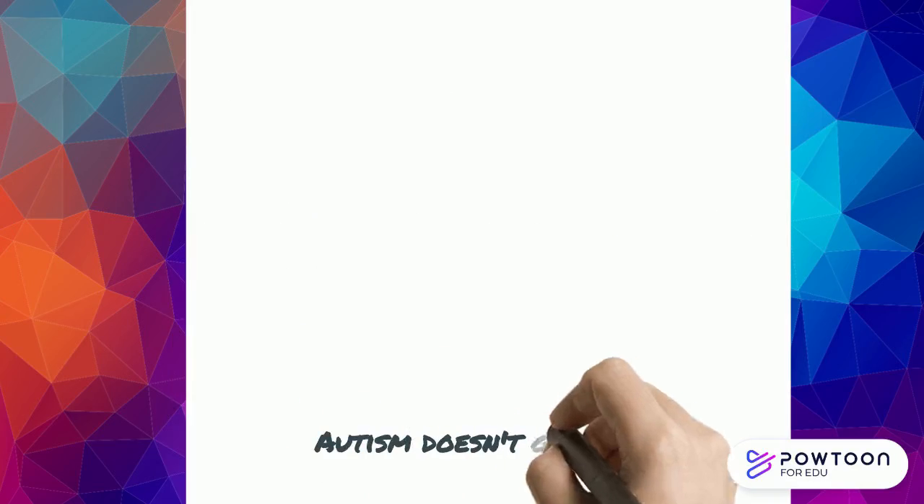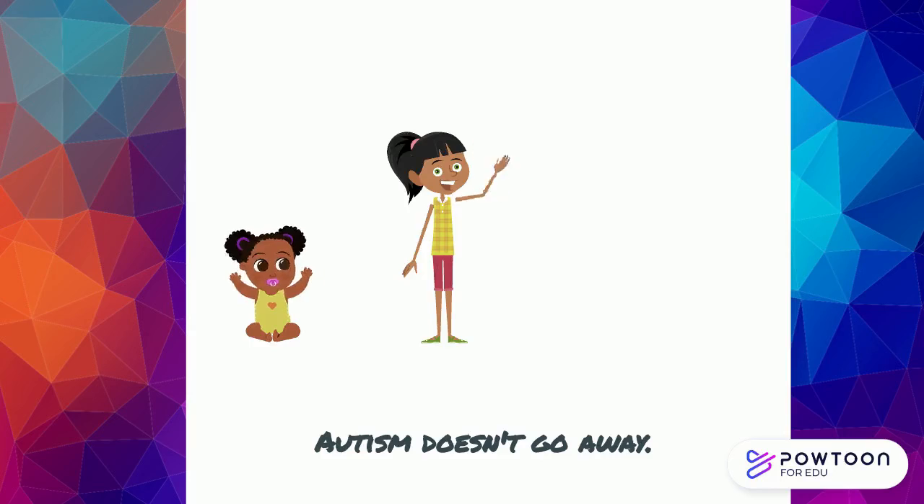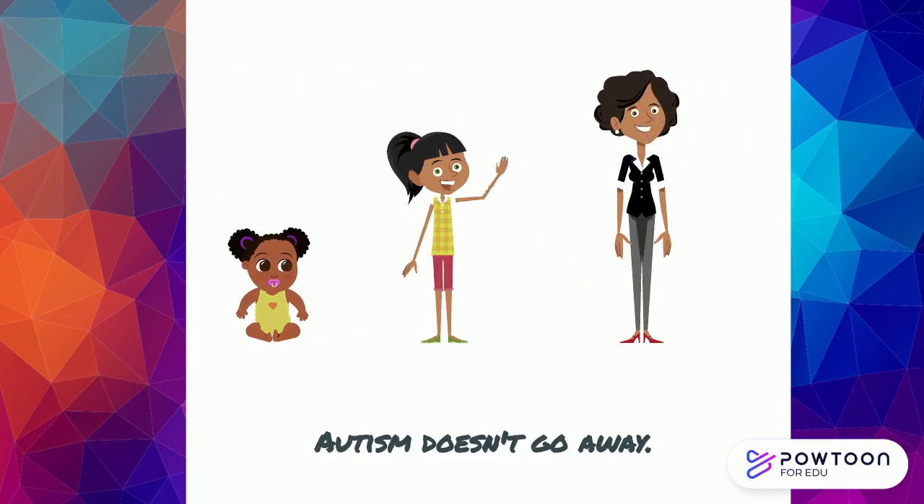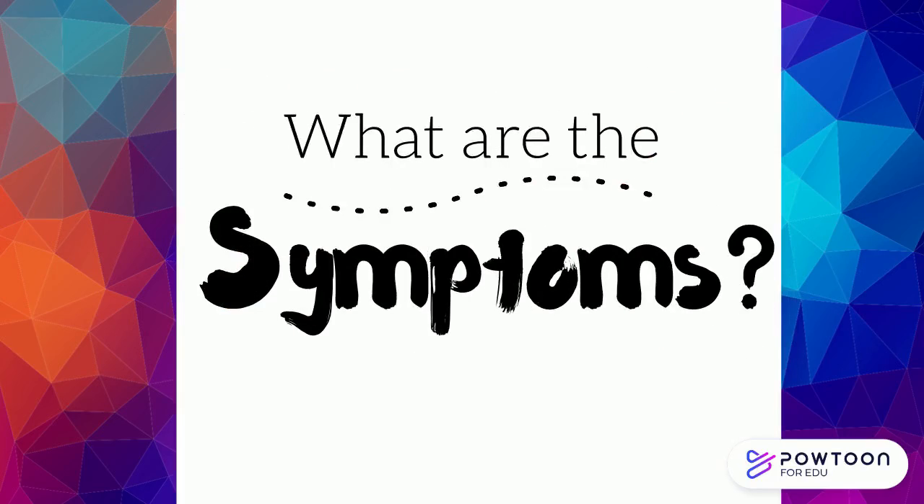Autism does not go away. Although it's a common misconception that ASD affects only children, autism is actually present throughout one's life. Let's take a look at some of autism's main symptoms and how they may affect people with ASD.